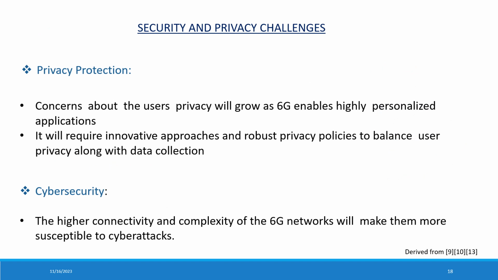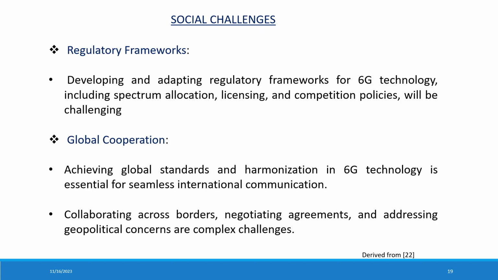Then the second challenge, that is the security and privacy challenges. The privacy protections include concern about user privacy that requires innovative approaches and robust privacy policies to balance users' privacy along with data collection. Then cyber security, as there are higher connectivity and complexity in the 6G network, it can be easily affected by cyber attacks.